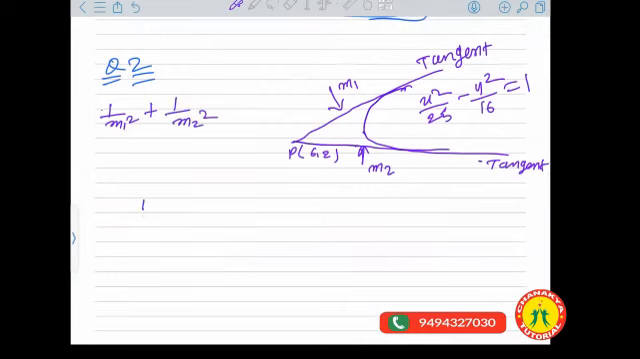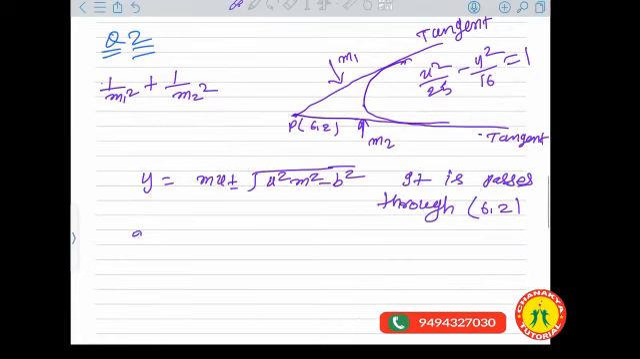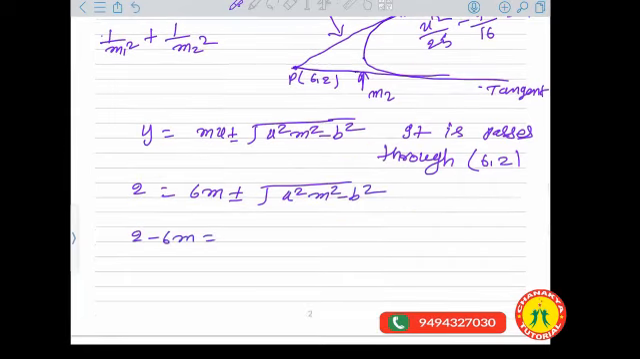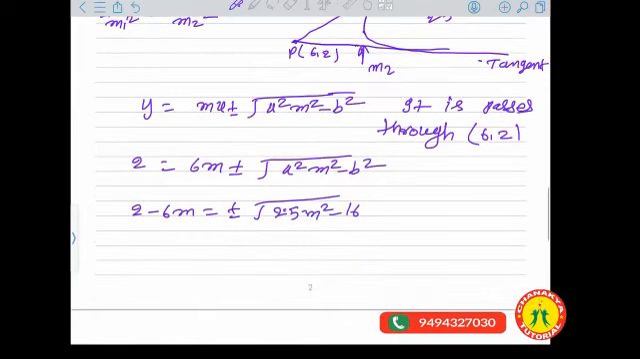So we know now equation of tangent y equal to mx plus minus root under a square m square minus b square. So now we know if tangent like this tangent line will passes through 6 comma 2. So 2 is equal to 6m plus minus root under a square m square minus b square. So 2 minus 6m is equal to plus minus root under a square, A square is 25m square minus b square is 16. So now squaring both side कर दीजिए, squaring both side.